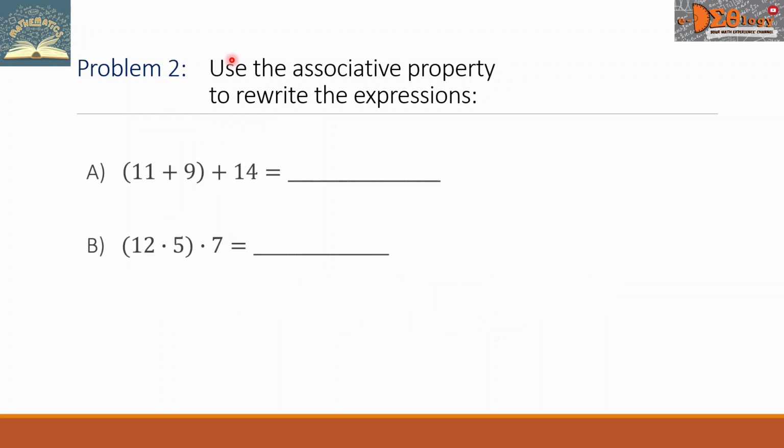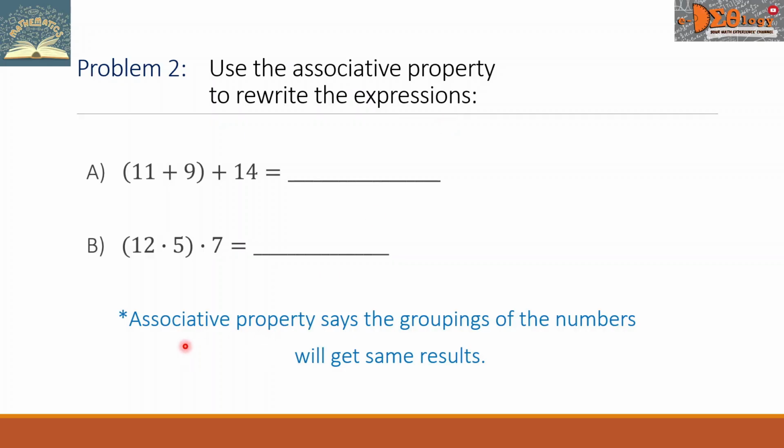Problem 2. Use the associative property to rewrite the expressions. We know that associative property says the groupings of the numbers will get the same results. Let us see expression A. We have here 3 numbers. The first 2 are grouped together, and the third one is outside. So now, using associative, this is equal to 11 plus, we now group the last 2 numbers, now 9 plus 14.